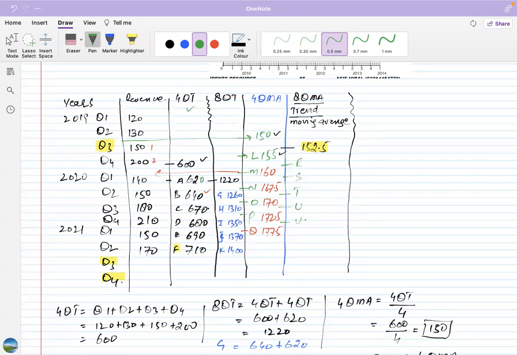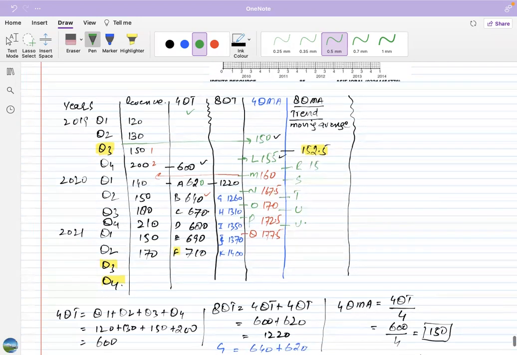We can calculate the value of R. We just need to identify the 2 moving averages for R, which are 155 and 160. We add them both and divide by 2. That is 157.5. So this is the way we calculate the value of the 8-quarter moving average.